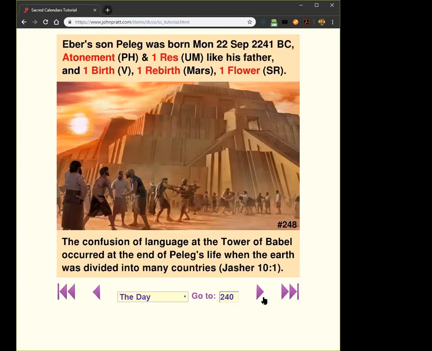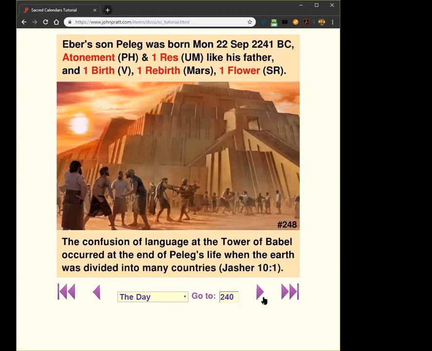We've talked before that 430 years is a Venus cycle, and that's how we got the age of Jacob. From his birth to the Exodus was 430 years. So another Venus cycle here. So it's one birth, one rebirth on Mars, and one flower.